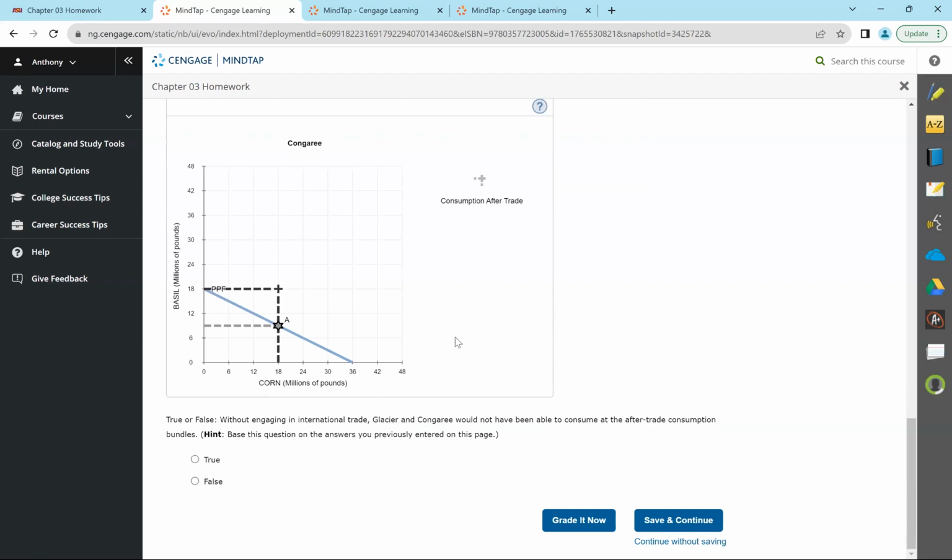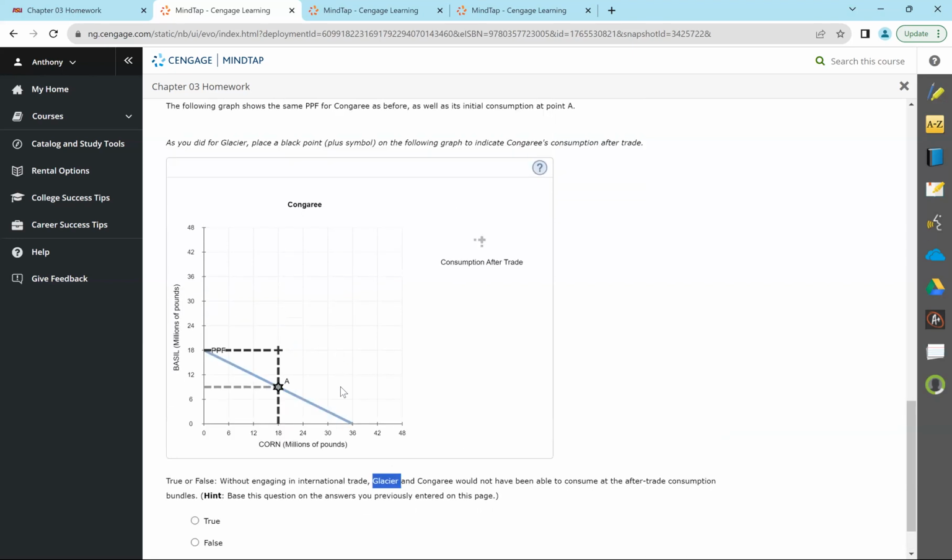It's a true or false. Oh, these are awful. Without engaging in international trade, Glacier and Congaree would not, that one word makes all the difference, have been able to consume at the after trade consumption. Oh, so frustrating to answer. So basically we're trying to figure out, was this point possible? No, it was not possible. How do we answer that though? Would have been able to... No, they wouldn't. That would be false.